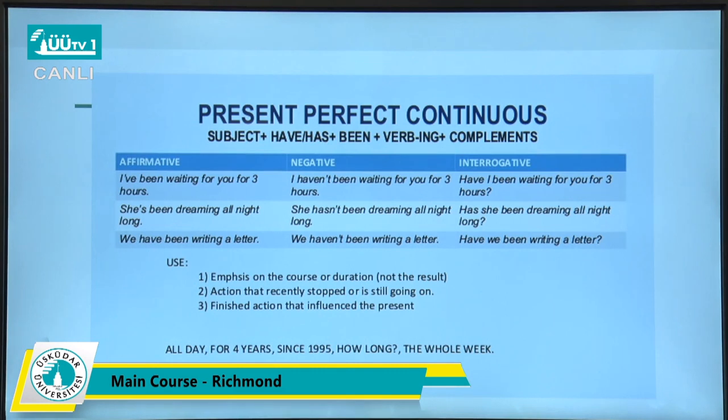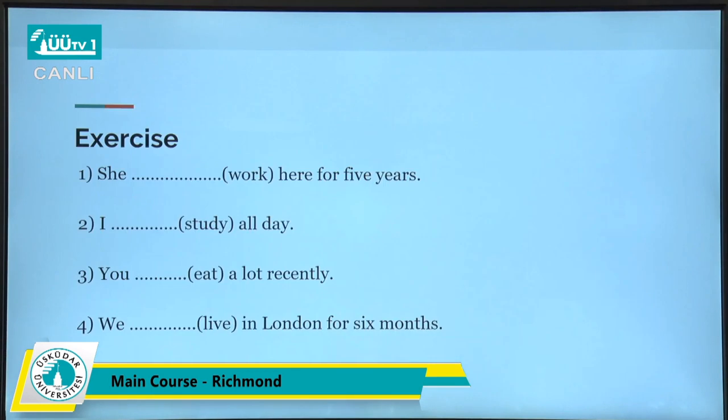Now let's look at the questions. Have I been waiting for you for 3 hours? Has she been dreaming all night long? Have we been writing a letter? So we have our subject, we have have and has, we have been, we have our verb, and we have our ing. This is how you make a sentence in present perfect continuous.